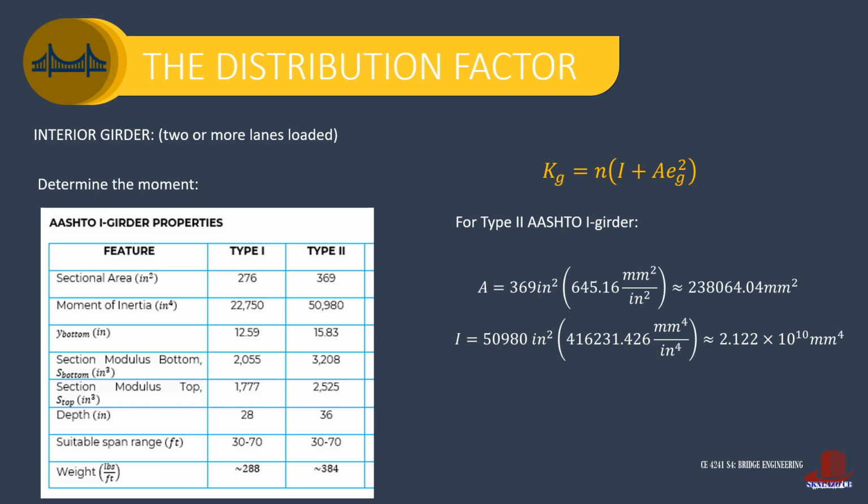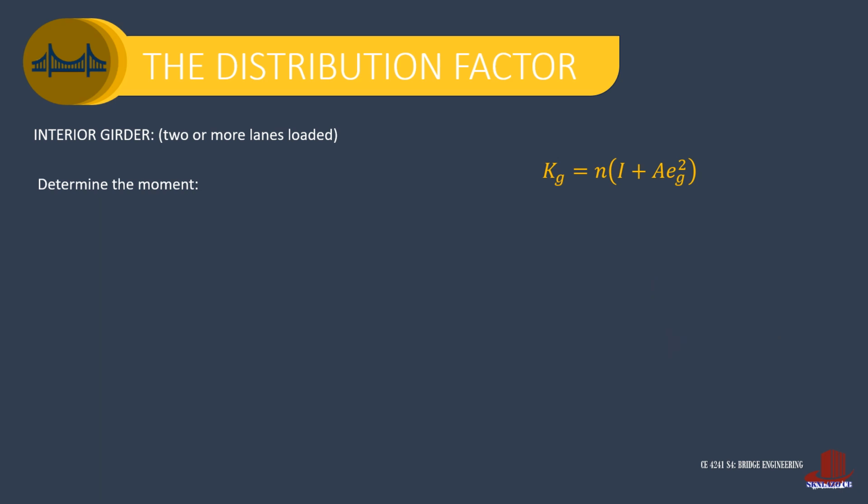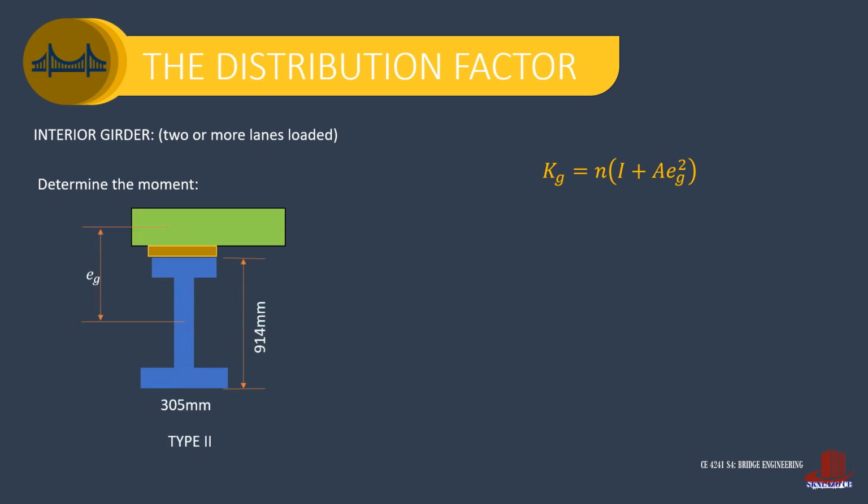For type 2 AASHTO girder, the area is already provided as 369 square inches converted into square millimeters, giving 238,064.04 square millimeters. The moment of inertia is also given, and it is converted into 2.122 times 10 raised to 10 millimeters raised to 4. The last parameter for K sub G is E sub G, and that is the vertical distance from the center of the girder to the center of the deck.